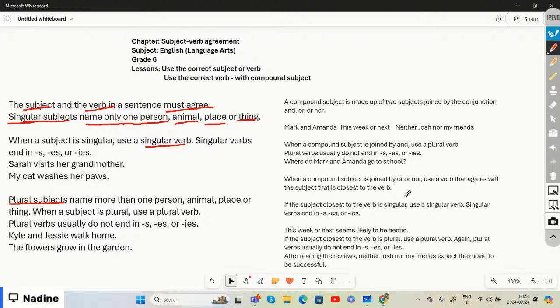And when it comes to singular verbs, singular verbs that need to agree with a singular subject that makes mention of one person, one animal, one place, or one thing, a singular verb ends with s, es, or ies.